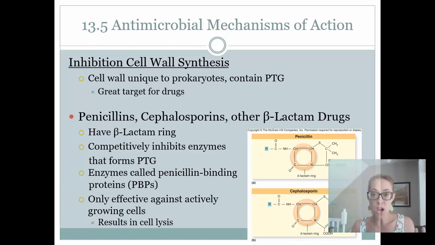Because these drugs are going to competitively inhibit the enzymes that form the covalent bonds, they don't have any effect once the cell wall has been made. So these drugs are only going to be effective against actively growing cells that are undergoing binary fission, because it's those cells that are constantly needing to make new cell wall components that are going to be affected. If we have cells that are fully formed with their cell wall, fully mature, they would not be affected by this particular drug class. It only will be effective against actively dividing cells that are in the process of making their cell walls.